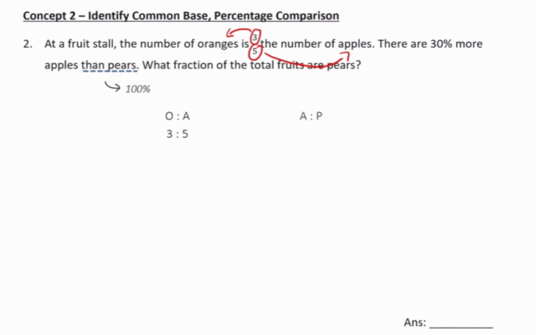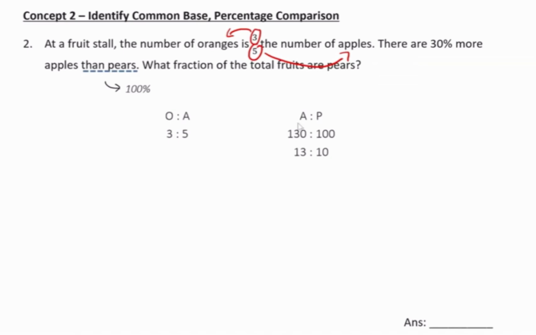So in terms of ratio A to P, what is it? Your pears will be 100. What about the apples? Apples is 30% more. So it should be 130. 130 to 100. Not 30 to 100, because it's 30% more. So we simplify, this becomes 13 to 10. Then we find common base.